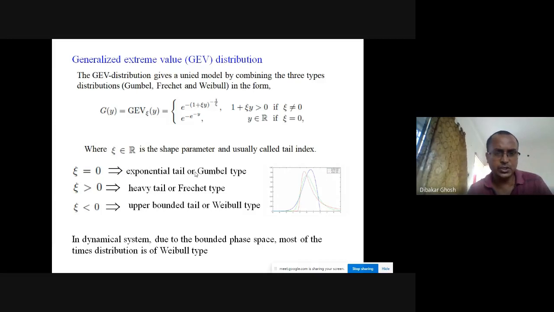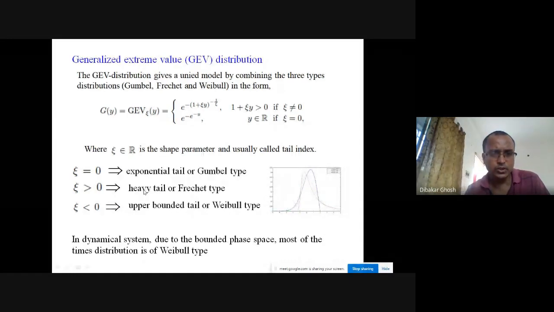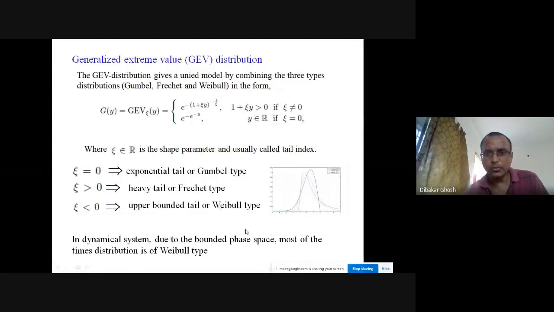If the tail index xi equals 0, it shows an exponential tail, that is the Gumbel tail. In this figure, see the green curve, a very light tail. For xi greater than 0, it shows a heavy tail, that is Fréchet type, and xi less than 0 gives an upper bounded tail, or Weibull type. In dynamical systems, due to the bounded phase space, most of the time the distribution will have an upper bounded tail, so most of the time the distribution is of Weibull type.